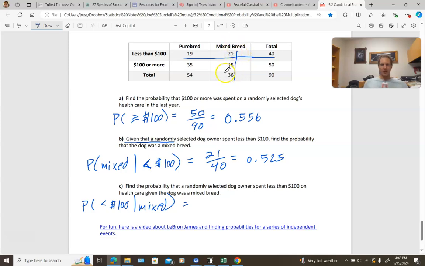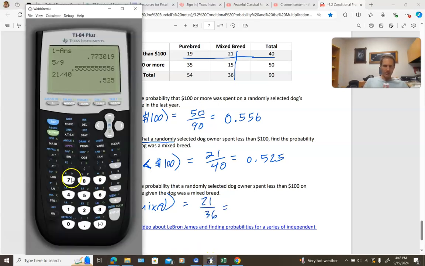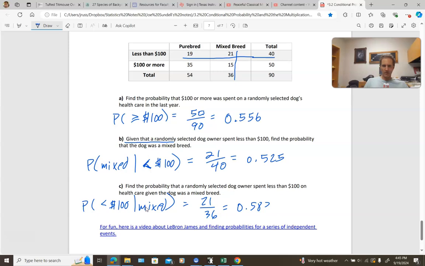Okay? So there's a total of 36 mixed breeds. Now, of those mixed breeds, 21 of their owners spent less than $100 on health care. So this is going to be 21 out of 36, and this would be 0.583, to 3 decimal places.